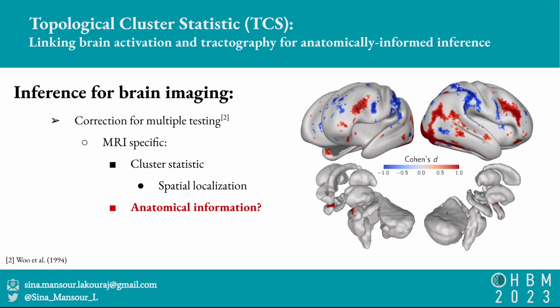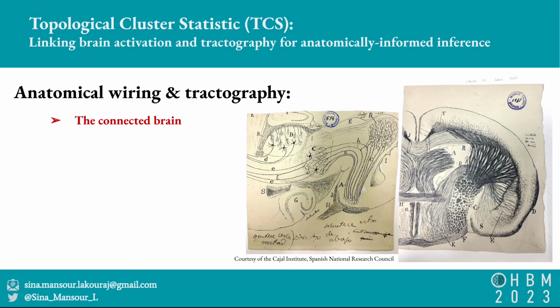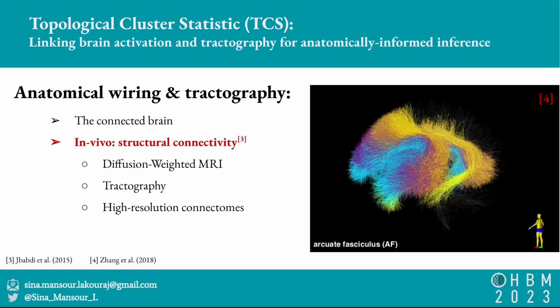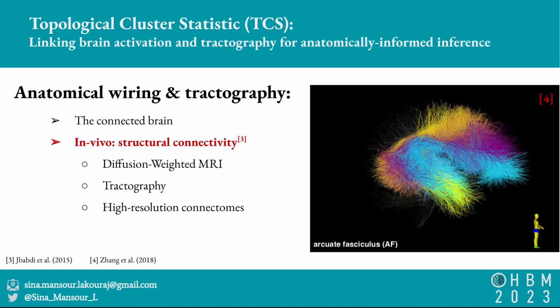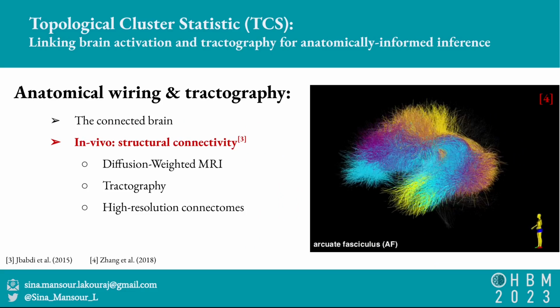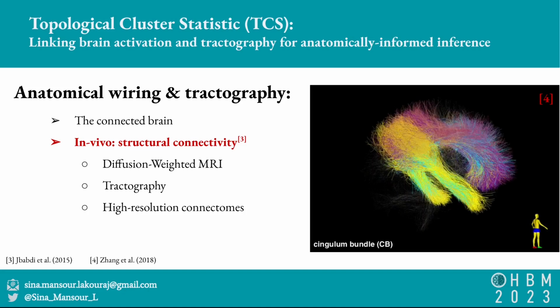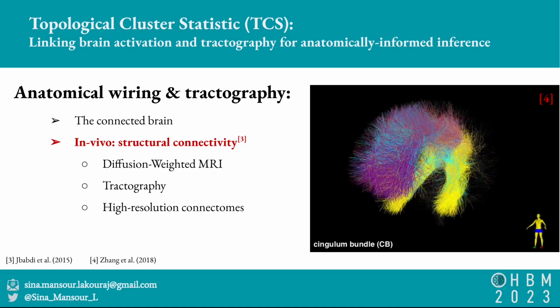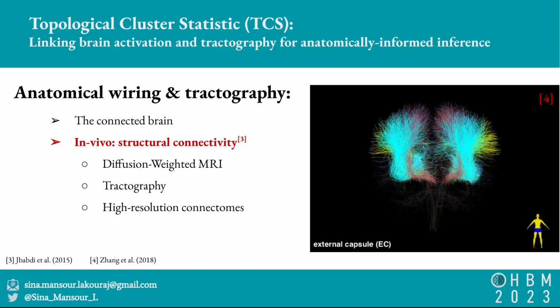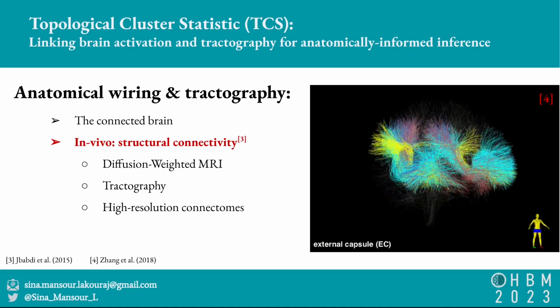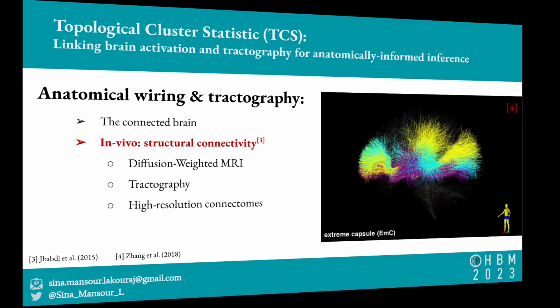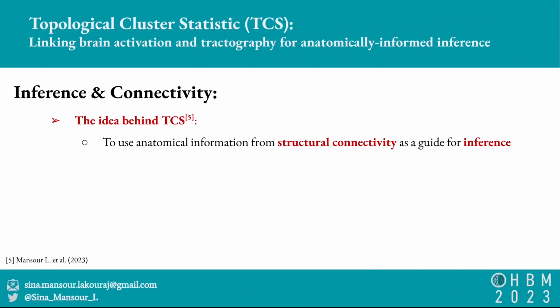of the brain. We know that the human brain is a complex network of many neuronal connections connecting different regions of the gray matter together. And the best way to capture these connections in a living human being is using diffusion-weighted MRI and running tractography algorithms. We have recently developed a method to map high-resolution brain networks using tractography. Now, the idea behind TCS is to use this anatomical connectivity information as a guide for inference in a cluster inference paradigm.